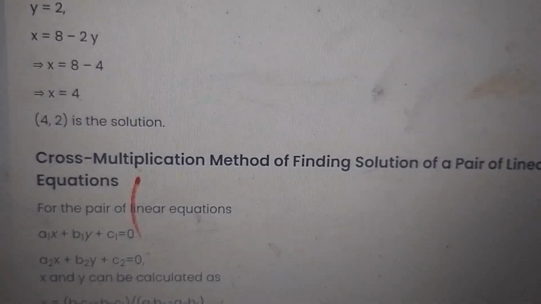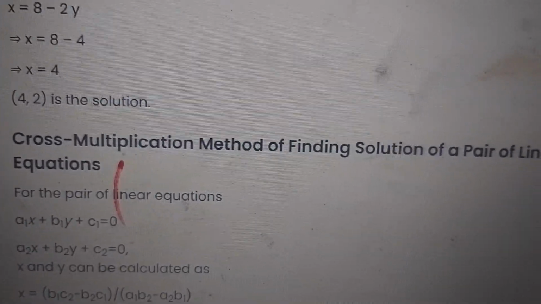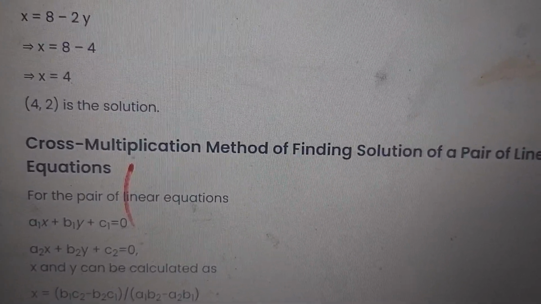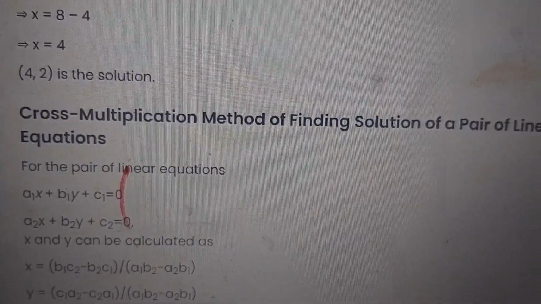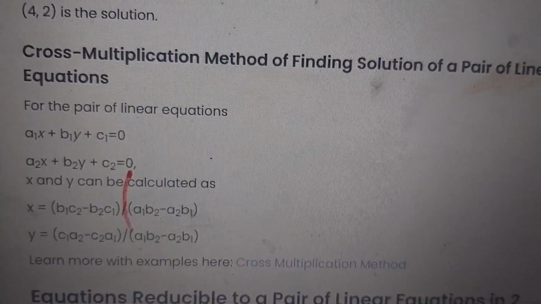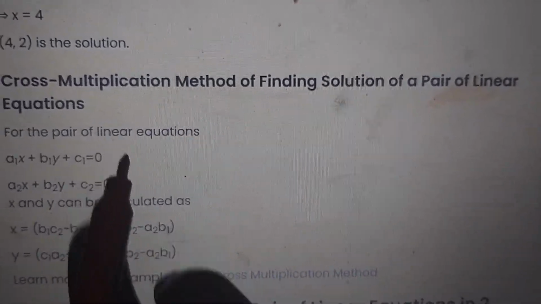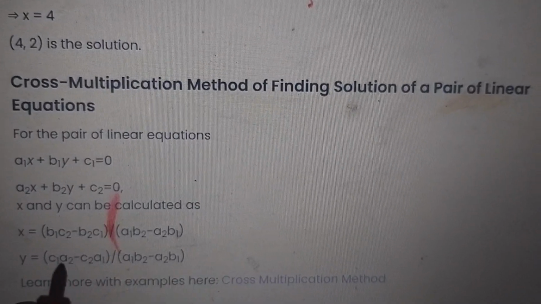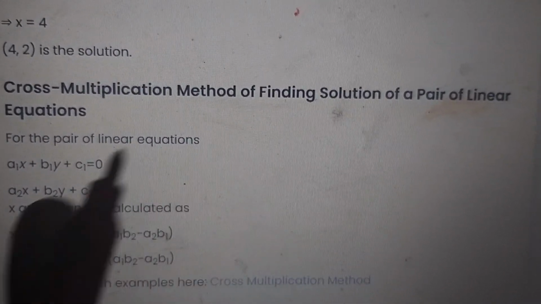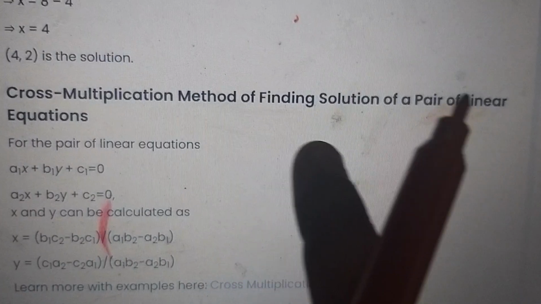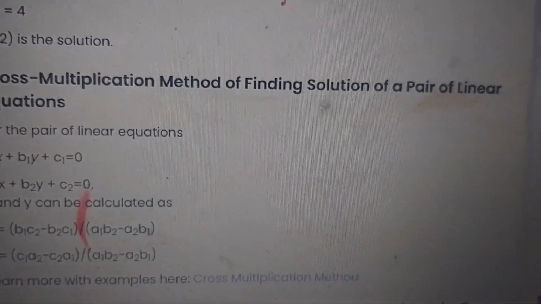Now the cross multiplication method is very easy. For a pair of linear equations, we have to cross multiply. The formula is b1 c2 minus b2 c1 by a1 b2 minus a2 b1, and c1 a2 minus c2 a1. We have to remember this, children, otherwise we have to write it down and cross multiply.